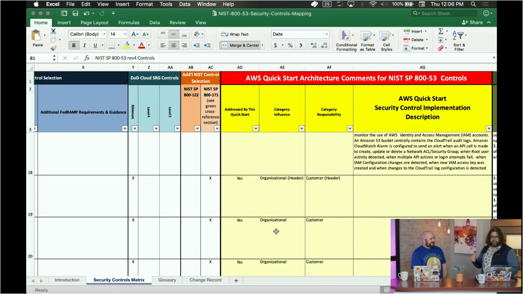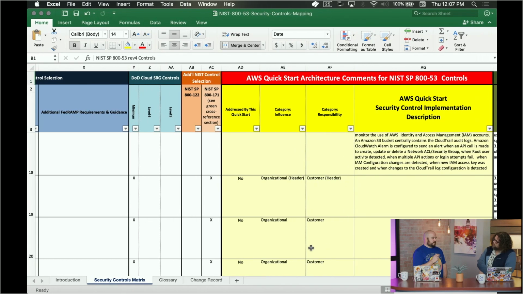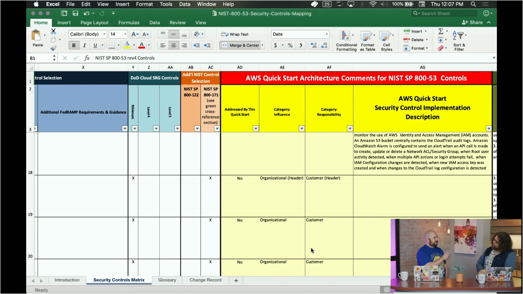And that kind of brings us to our first rule of thumb. And here it is. It works out. The first rule of thumb is the shared responsibility model. To get to the shared responsibility model, let's first talk about how we got to FedRAMP.